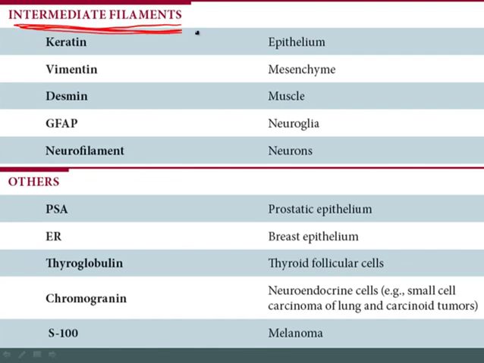Now it so happens that the intermediate filaments vary depending on the type of cell that you're dealing with. For example, if we're dealing with an epithelial cell, or we can say all epithelial cells, the intermediate filament that makes them up is keratin. So let's say that I have a tumor and I can't recognize whether the tumor cells are epithelial or something else, and I wanted to prove that they're epithelial. Well, I could do an immunohistochemical stain for keratin, and if the cells are keratin positive, that would indicate that I'm dealing with a carcinoma. Because remember, carcinoma is the name that we use for malignant epithelial tumors.